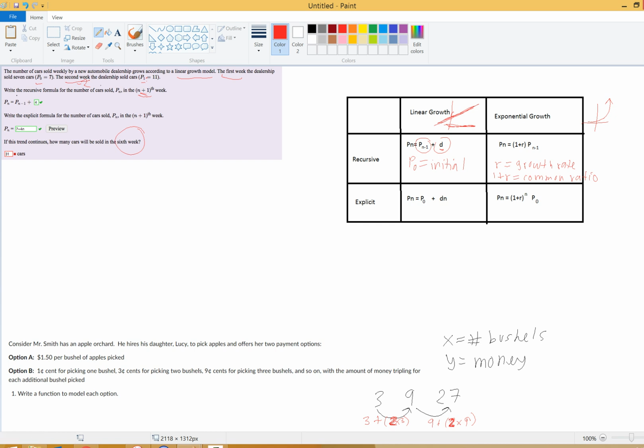Then it says write the explicit formula. Recursive formulas are nice for different reasons, and it's kind of like a ladder. If you looked at my PowerPoint that I sent out, it's kind of like a ladder where to get to the second rung on the ladder, you have to step on the first. And to get to the third rung on the ladder, you have to step on the second.